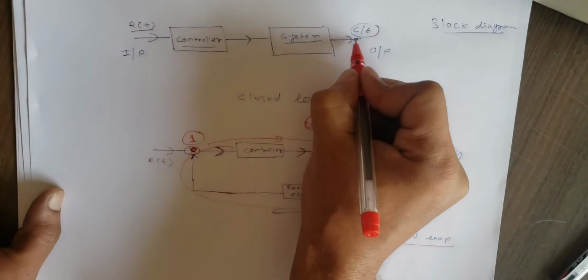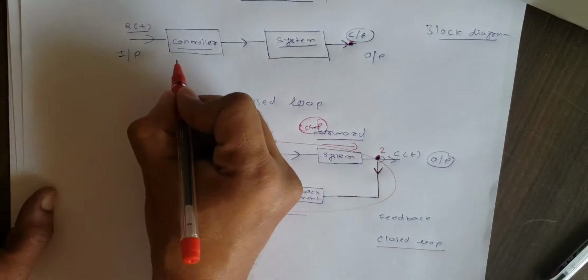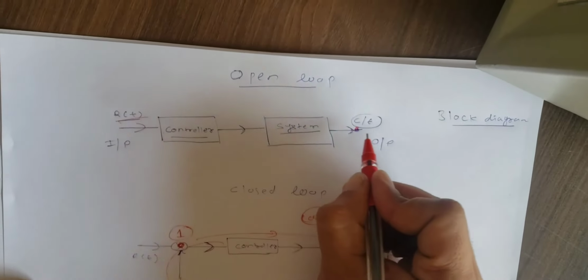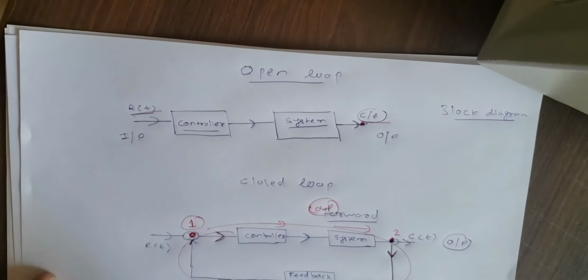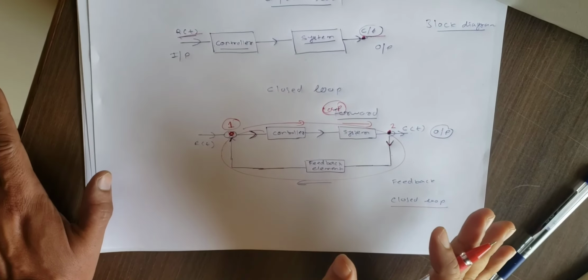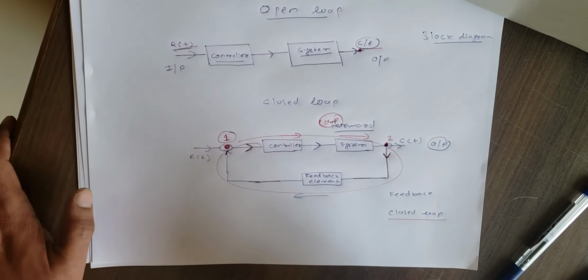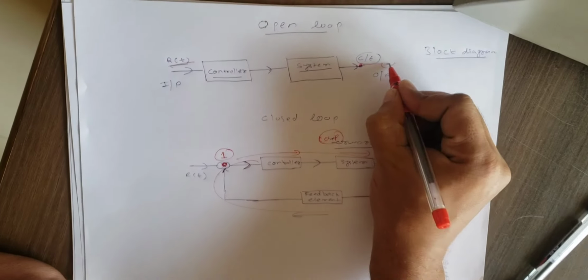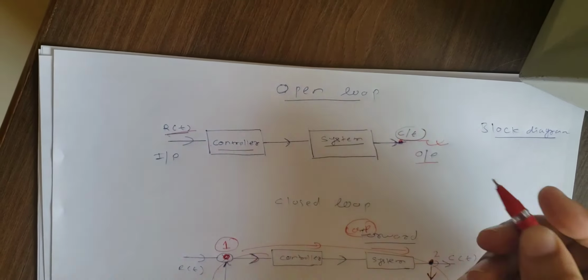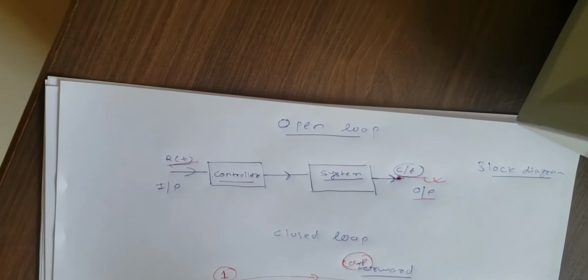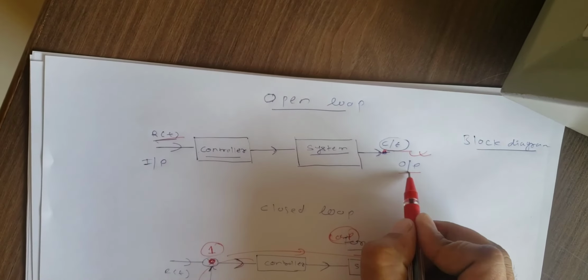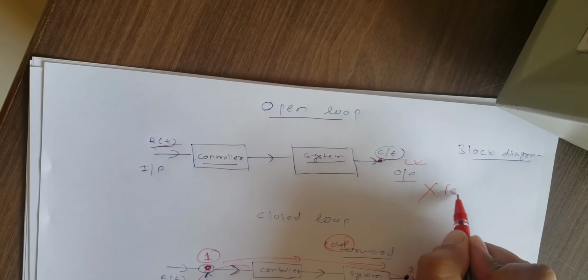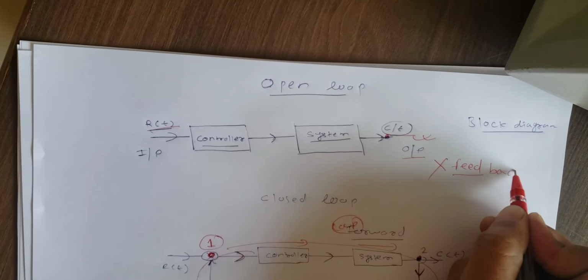But in an open loop system, we don't have such a loop. We are moving only from input to output. That is the difference between open loop and closed loop systems. In open loop, if the output changes with disturbances, I will take this example in an experiment, it cannot be corrected because we don't have feedback. That is the limitation of an open loop system.